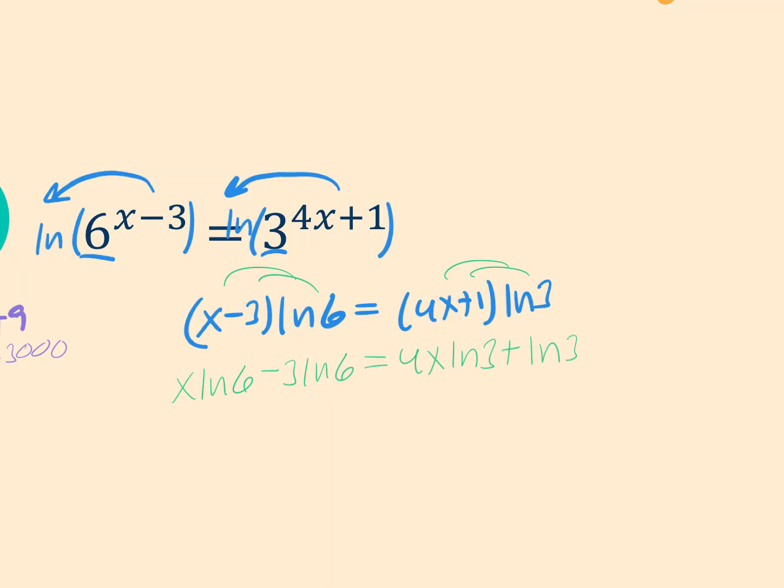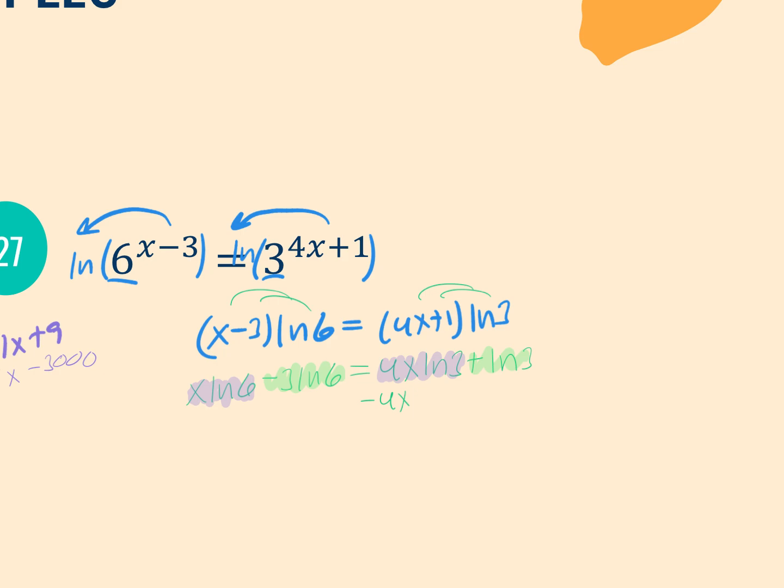And then once again, I have an x and an x, and then I have a number and a number, right, without the variable. So that's what we're going to combine. So I'm going to subtract 4x ln of 3 on both sides, and then add 3 ln of 6 on both sides. And then we're going to be left with x ln of 6 minus 4x ln of 3 equals ln of 3 plus 3 ln of 6, all right?